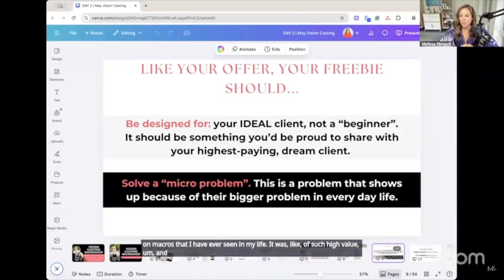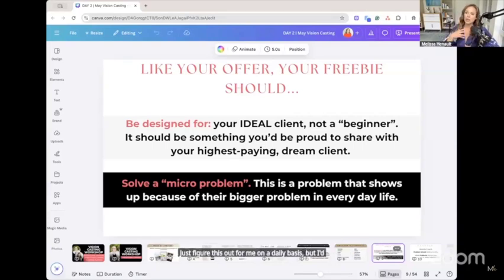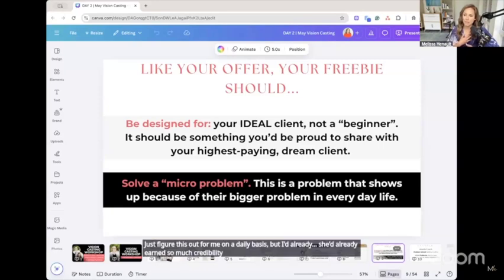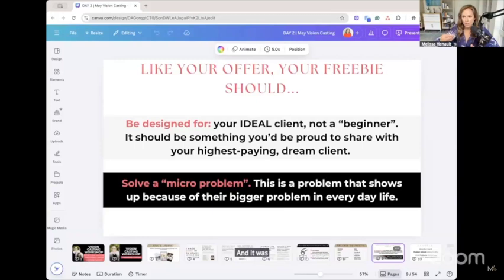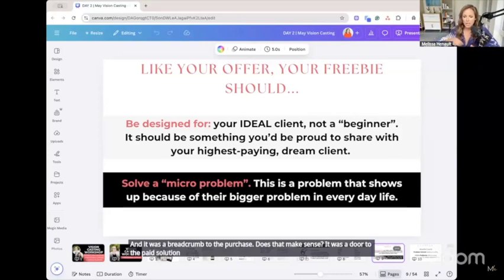And I started using it for a couple of days, but it was actually a breadcrumb to being like, shit, I would rather just work with her. I would rather her just figure this out for me on a daily basis. But she'd already earned so much credibility with me with the value stack of what she gave me. And it was a breadcrumb to the purchase. Does that make sense? It was a door to the paid solution. And that's what I want you thinking about with your irresistible freebie, right?